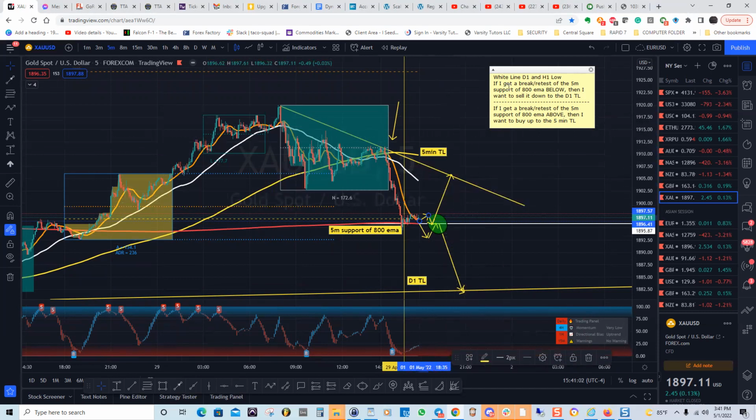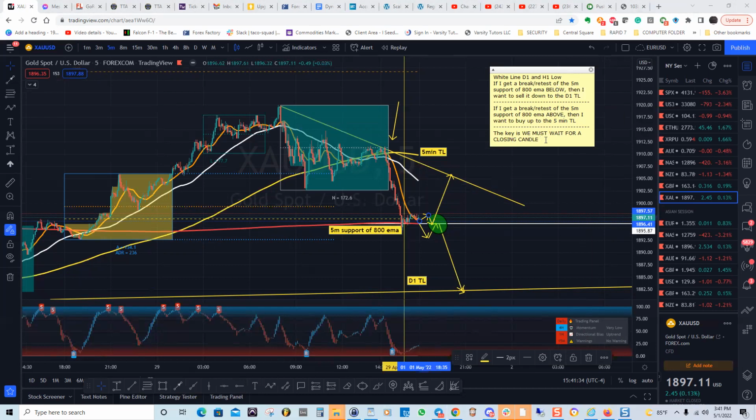Do you have any questions on if I get a break and retest above or below? Got that. So the key is to wait for a closing candle. Yes, the key is to wait for a closing candle. That is so important. We must wait for a closing candle. If we don't do this, then we're just shooting ourselves in the foot.